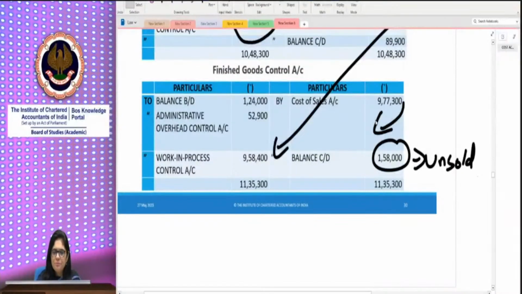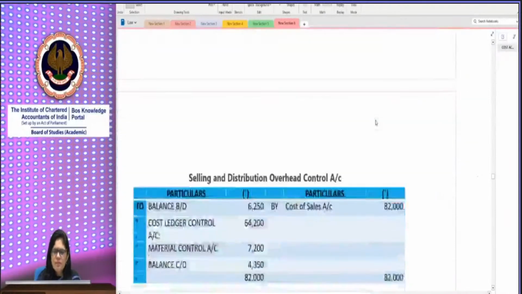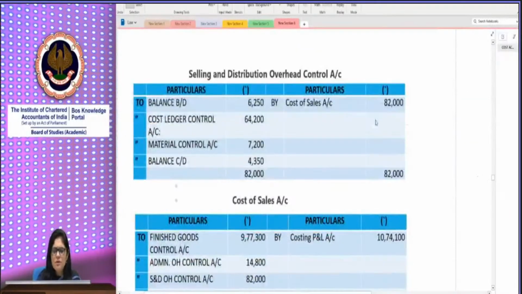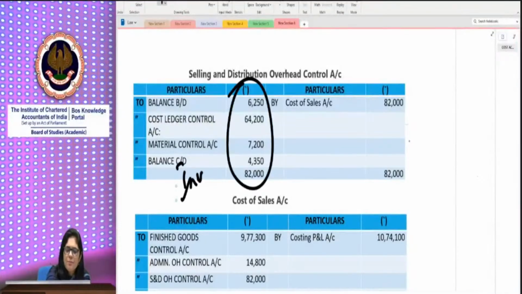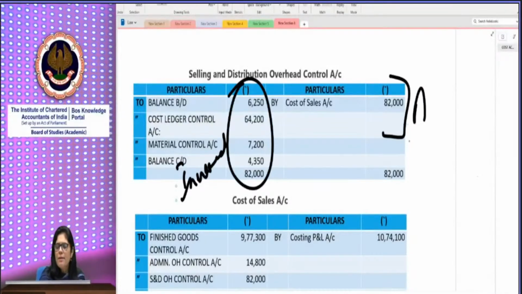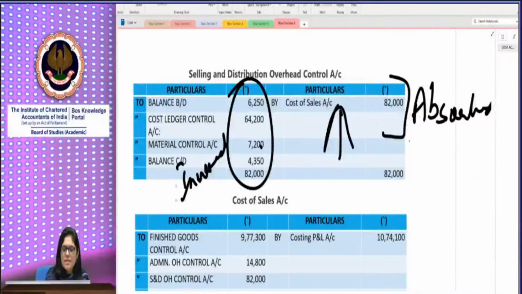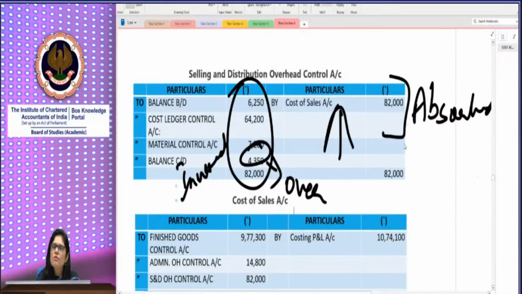All right. So I explained you everything. I think you just balance your control accounts. So this again you have incurred, and this is you absorbed. So again absorbed is higher. So this balance is over absorption. Absorption is higher, so this is over absorption. Selling and distribution over absorption balance, the closing balance.